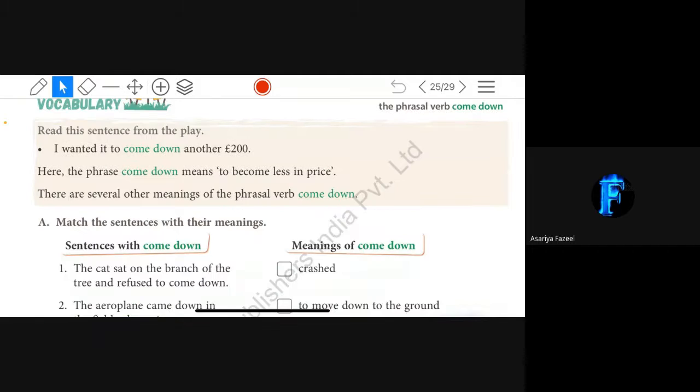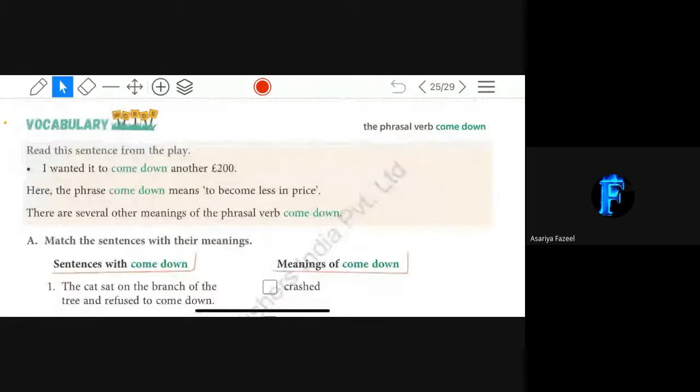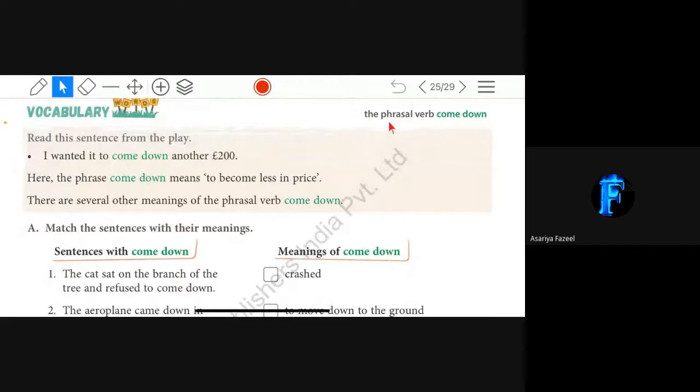Now we have a vocabulary exercise. Remember the phrasal verbs we have done? Phrasal verbs. We had also seen a video. Do you all remember? The phrasal verb come down is given over here. Do you remember or not? Grammar, vocabulary we have done. Do you remember or not?